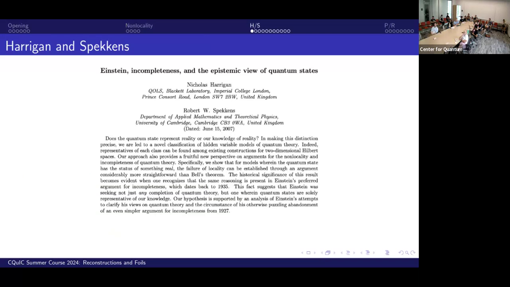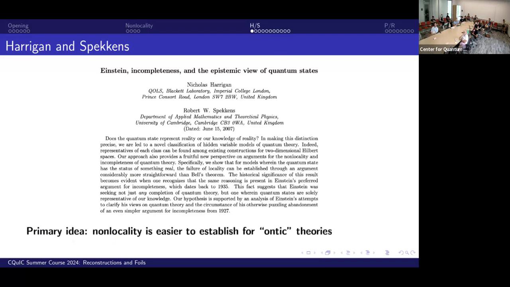Now, what I'd like to direct to is this paper in particular by Kerrigan and Stevens. And the primary idea is to say that non-locality of quantum mechanics is easier to establish for so-called psi-epistemic theories of quantum mechanics, and the definition of that I'll get into in a little bit.